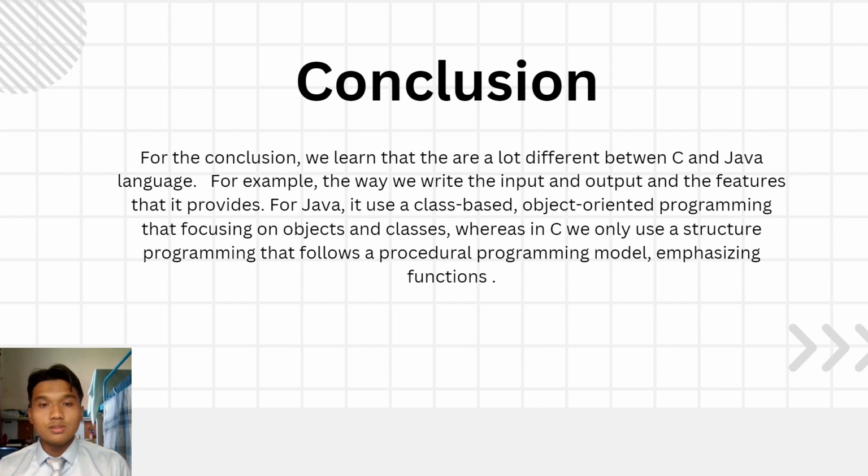As for the conclusion, we learned that there are a lot of differences between C and Java language. For example, the way we write the input and output for the program and the features that it provides. For Java, we use class-based object-oriented programming that focuses on objects and classes, whereas in C, we only use structured programming that follows a procedural programming model that emphasizes functions. I think that's all from us. Thank you.